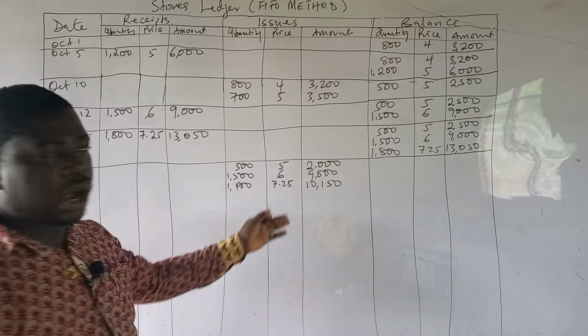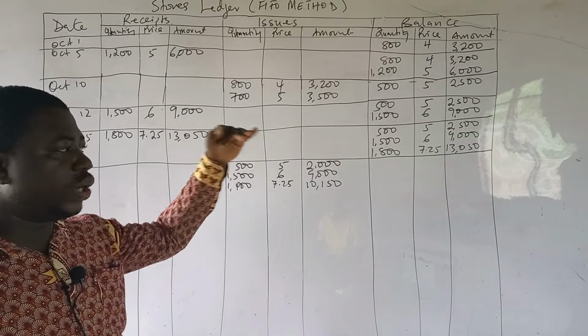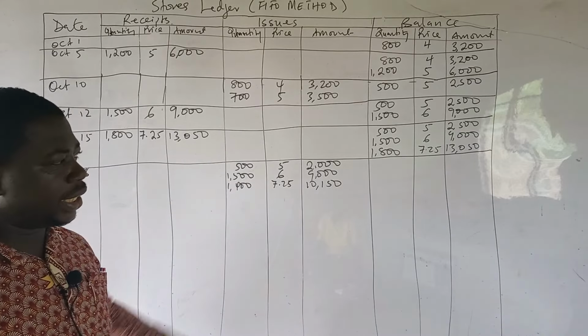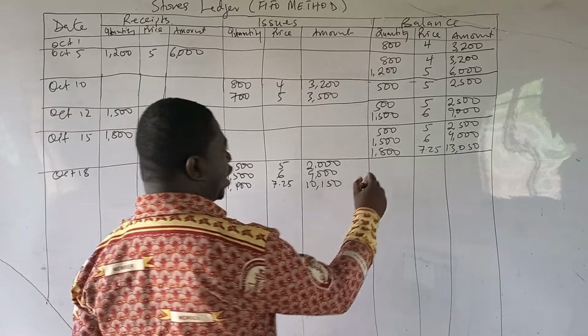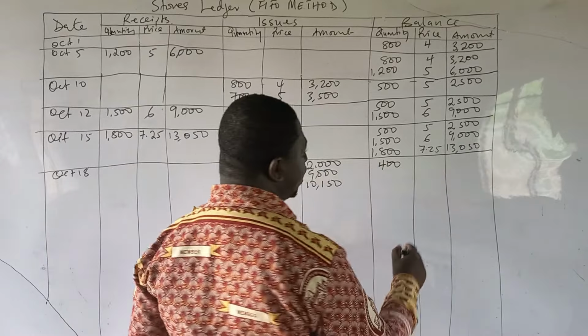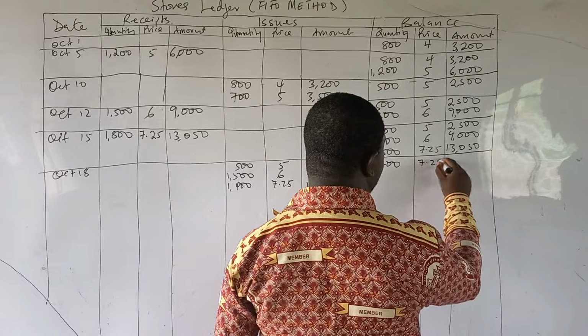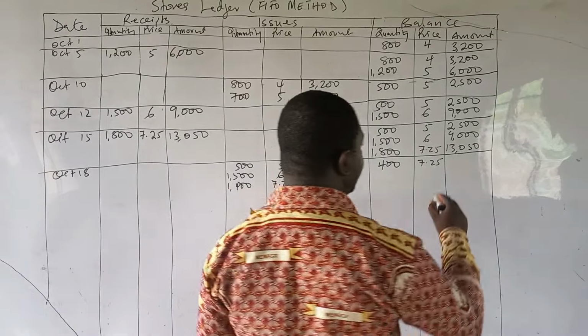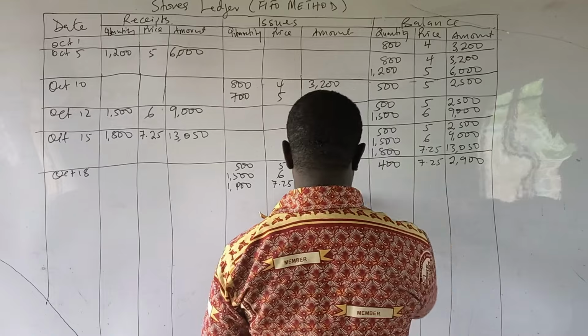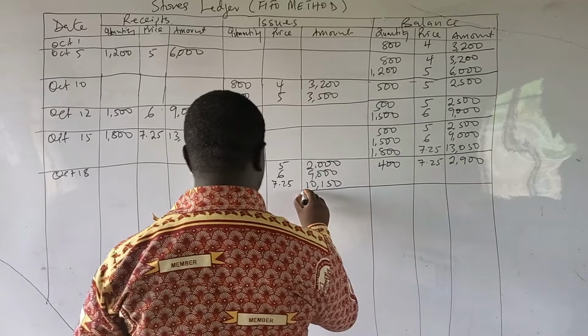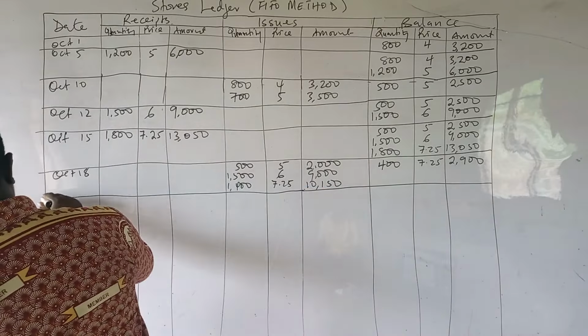So that is how to go about this issue. We issue it as they are arranged, first in, first out. And so we'll be left with a balance of 400 at a unit price of 7 cedis, 25 pesewas. And that is going to give us 2,900 Ghana cedis. Then we can peacefully underline that we are done with the transaction on the 18th.